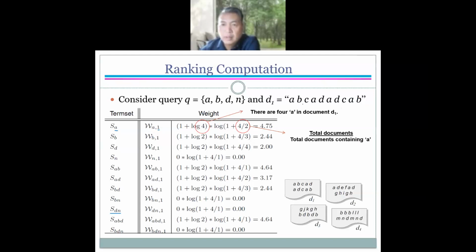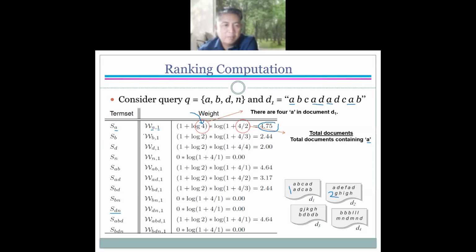So we have 1, 2, 3, 4. So 4 times exists in your document 1. And then log 1, so this one is the total number of documents you have divided by the total number of documents containing A. So we only have 1 and 2. Okay. And when we compute this one, we get this. So this is the weightage of set term A in document 1.